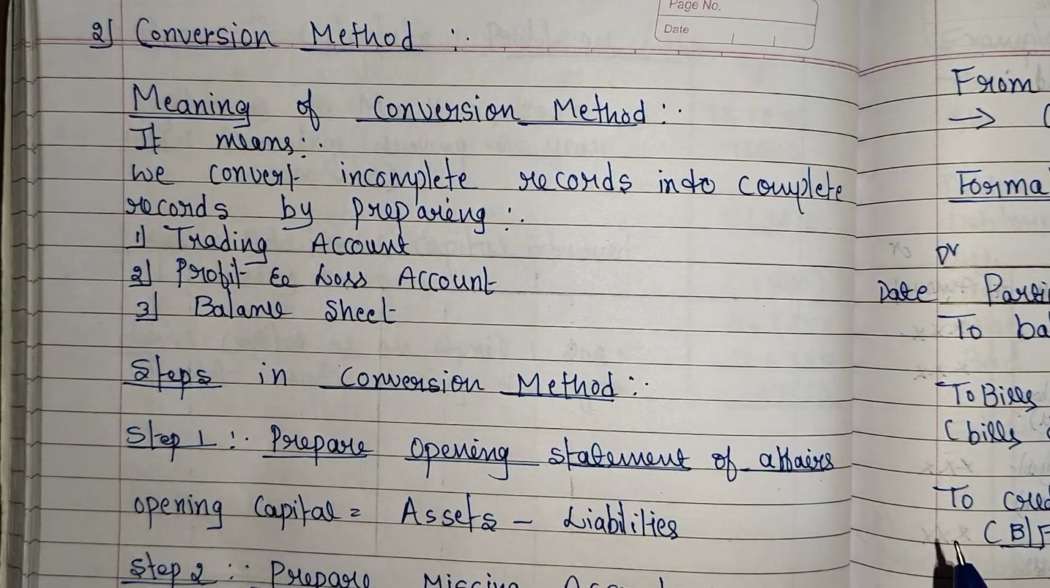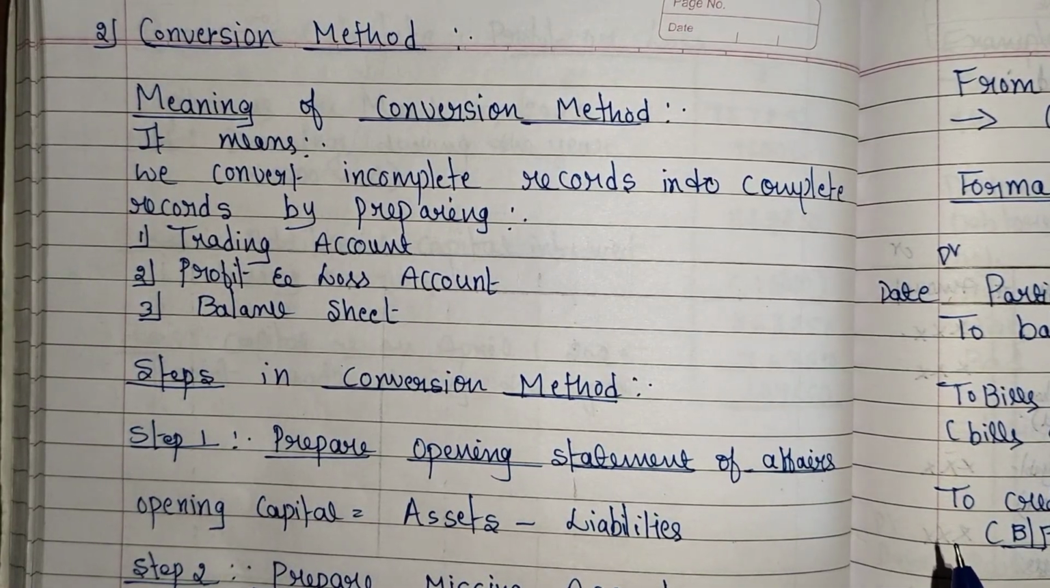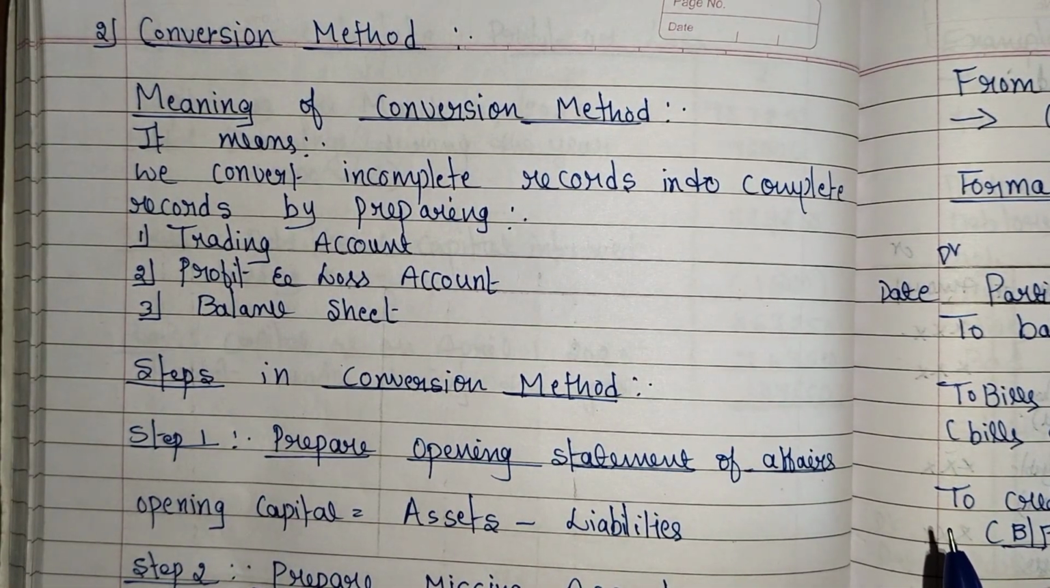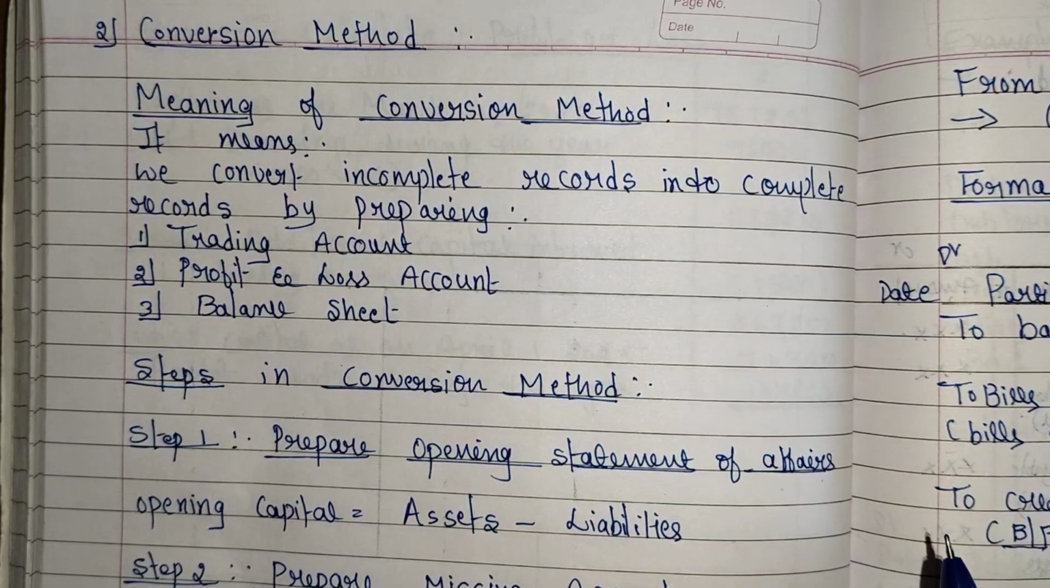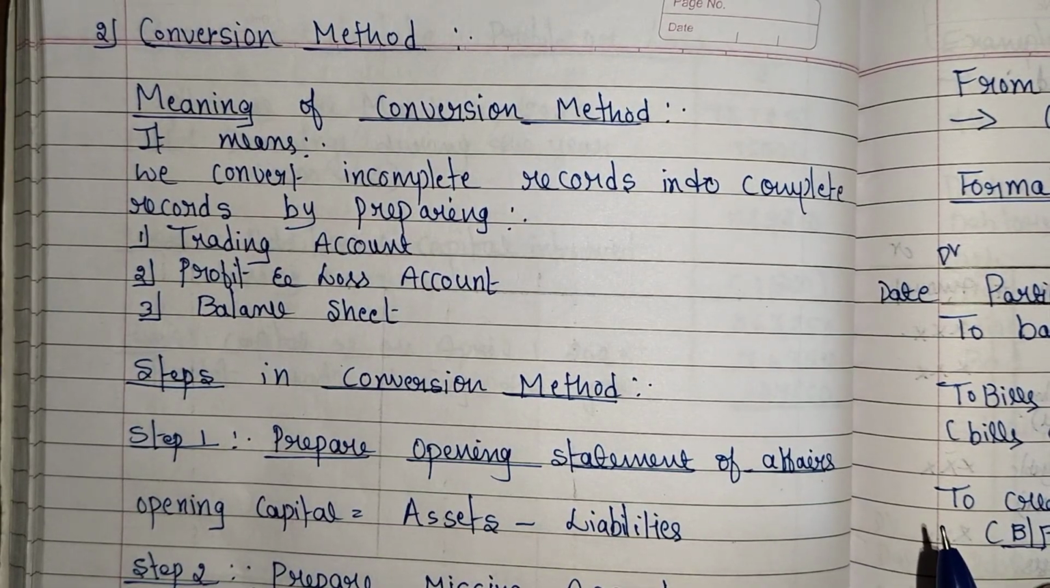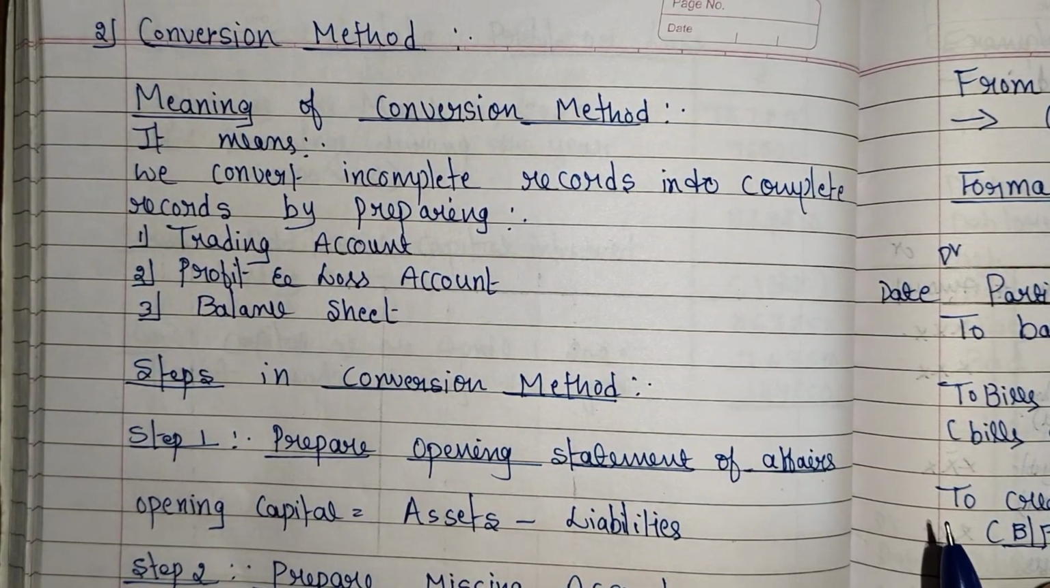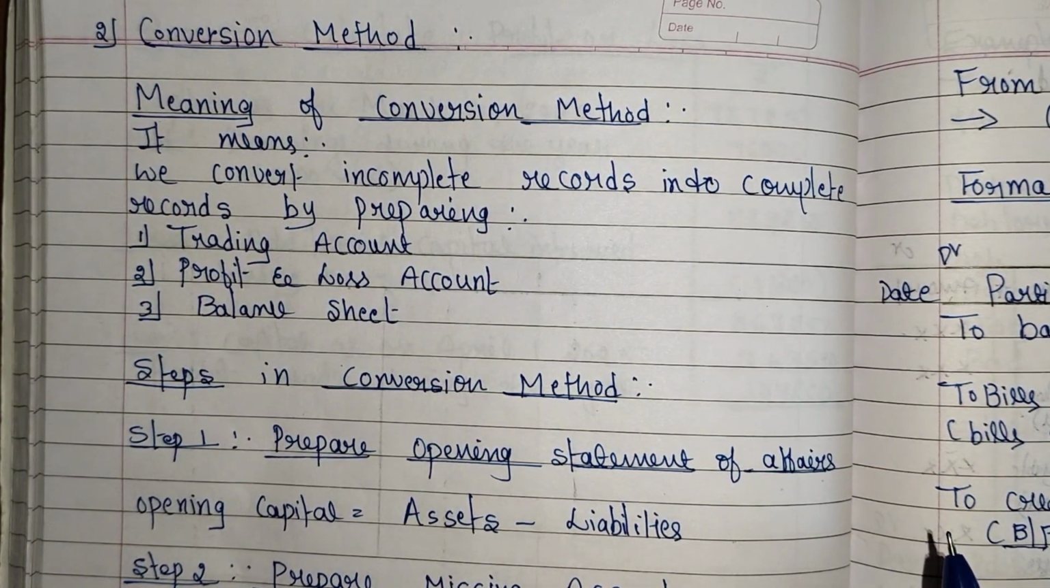In the last class, we learned how to ascertain profit or loss under the conversion method using incomplete records of information, right? So what is the meaning of conversion method? Here we convert incomplete records into complete records by preparing trading account, profit and loss account and balance sheet. So what are the steps involved in conversion method?